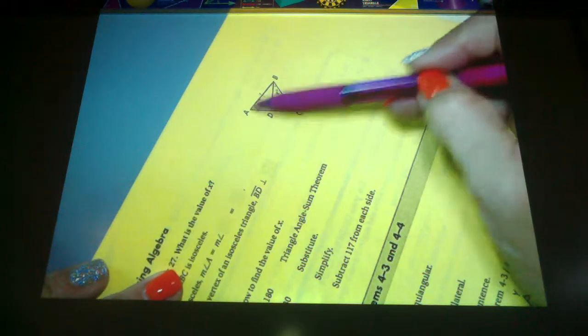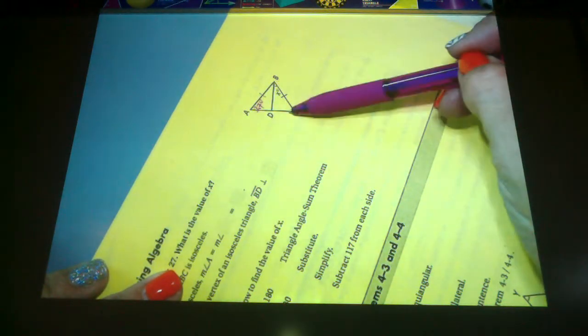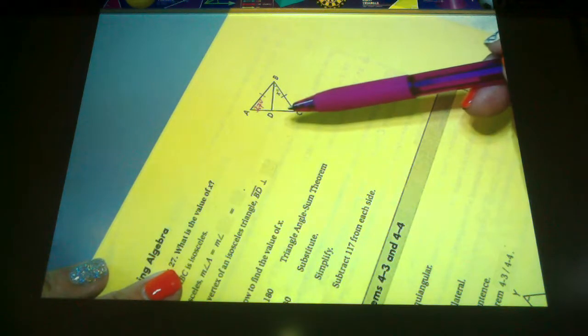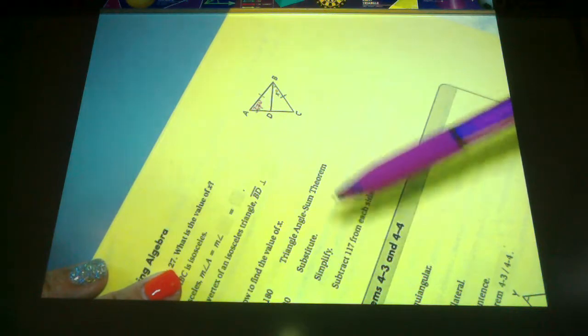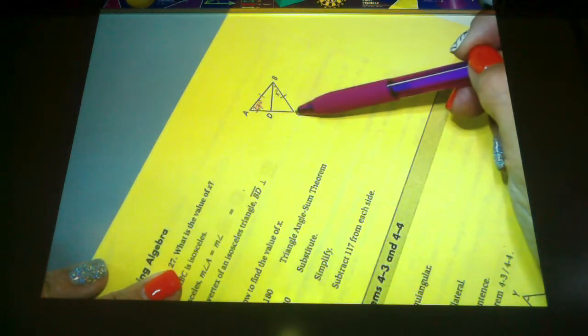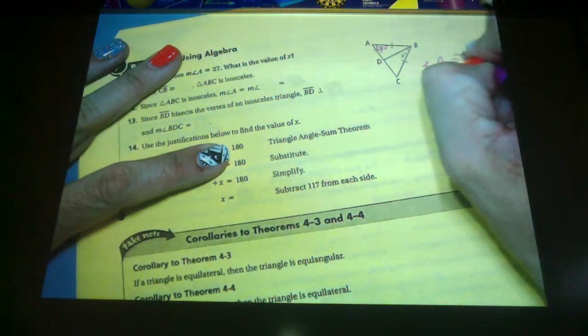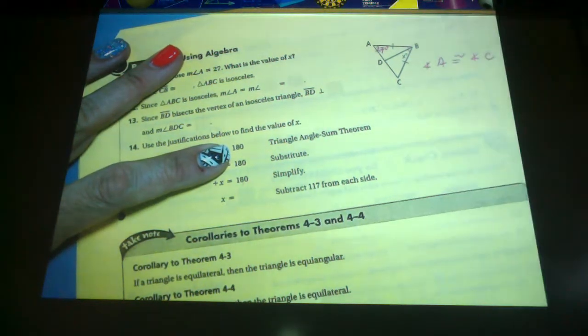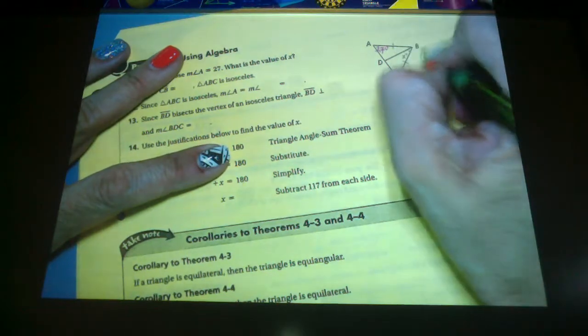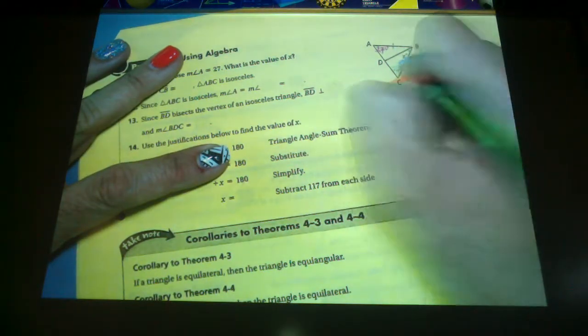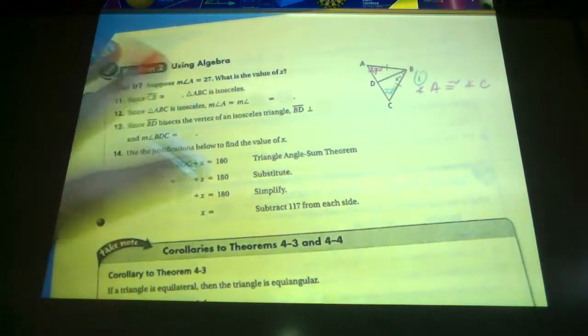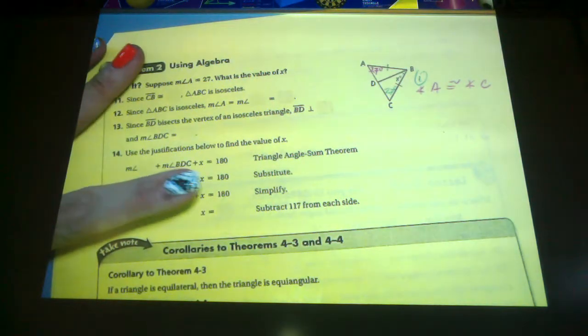I'm going to turn my picture so it looks normal to us. Look what they've marked in the picture. This side is congruent to this side. So what is our conclusion that if these two sides are equal, what do I want? Angle A and angle C are congruent, right? So angle A is congruent to angle C. So that's number 1. That means that 27 degrees is also there. And the question is, what's the value of x? Well, x is right here.